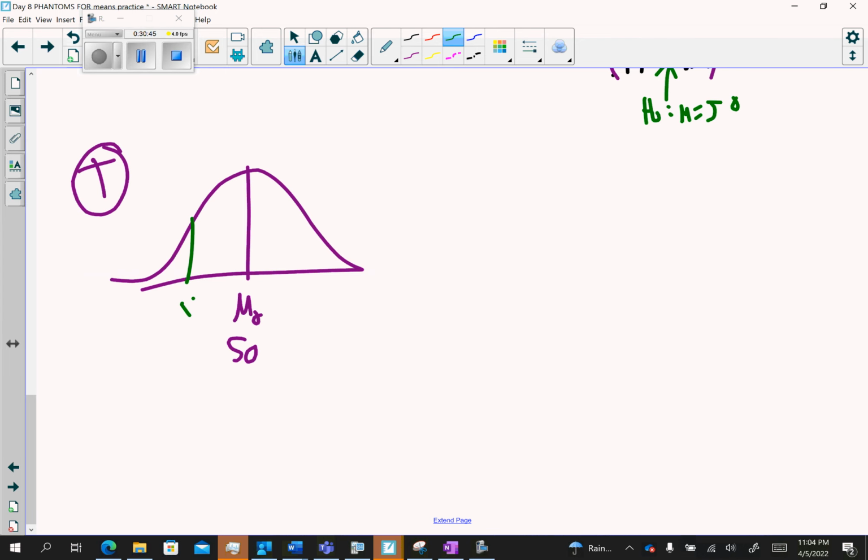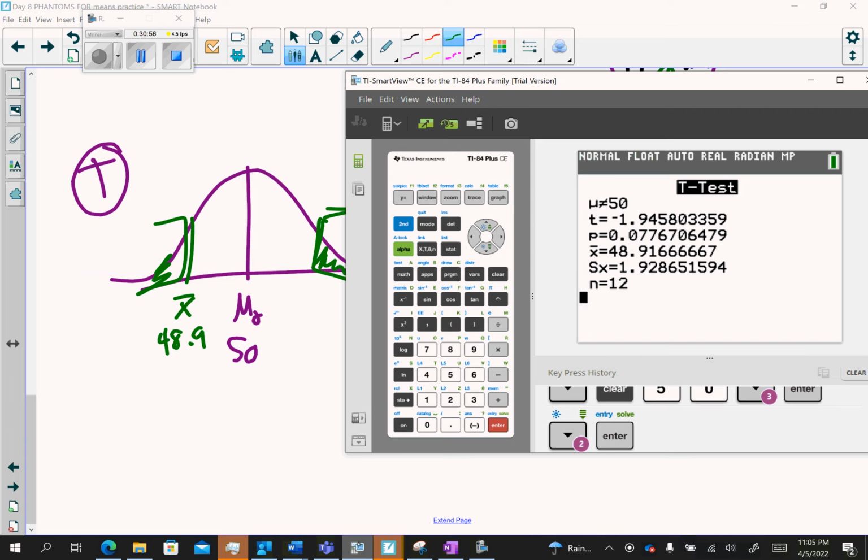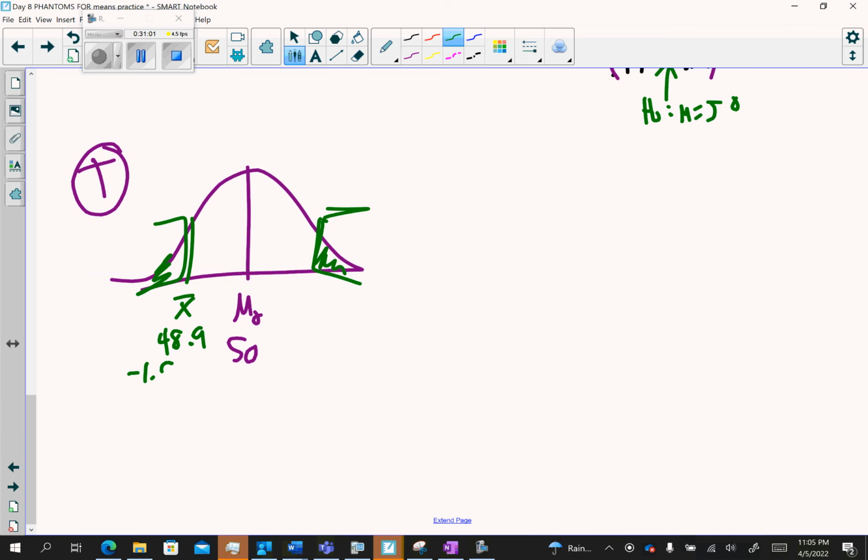But remember, because this is a two-sided tail, we would have had to do a symmetrical sketch to the right as well. And then the t-score we would have gotten was negative 1.945. That would have been your left t-score. So then your symmetrical right t-score would have been positive 1.945.